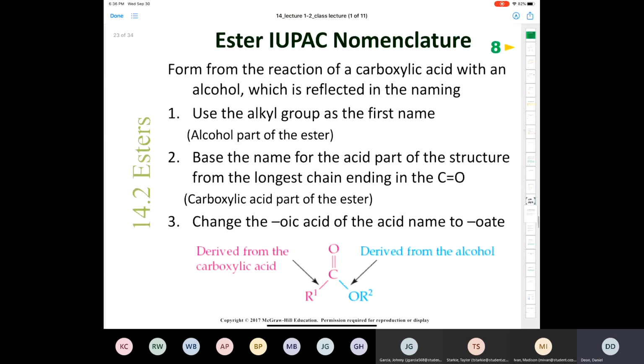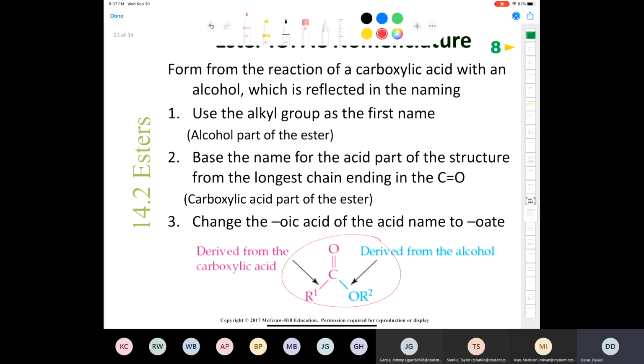So let's talk about naming esters. It's kind of fun to name an ester. It says here, since esters are formed from the reaction of a carboxylic acid with an alcohol, we reflect that in the naming. Okay, so if we have a generic ester structure down here, the part that comes from the carbon-oxygen single bond, so the single bond, okay, that's derived from the name of an alcohol, okay? And we use that alkyl group as the first part of the name.